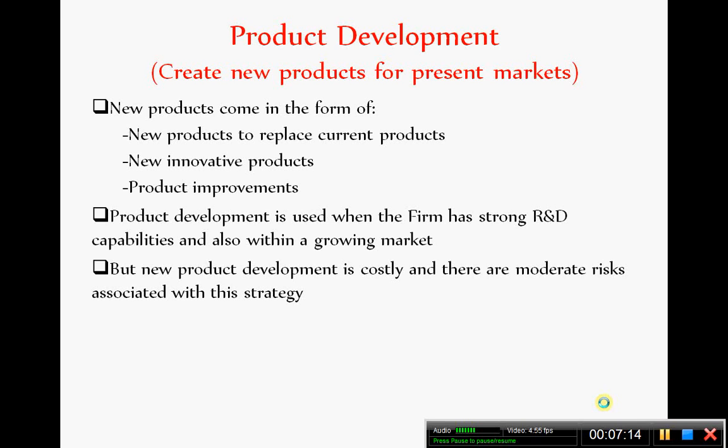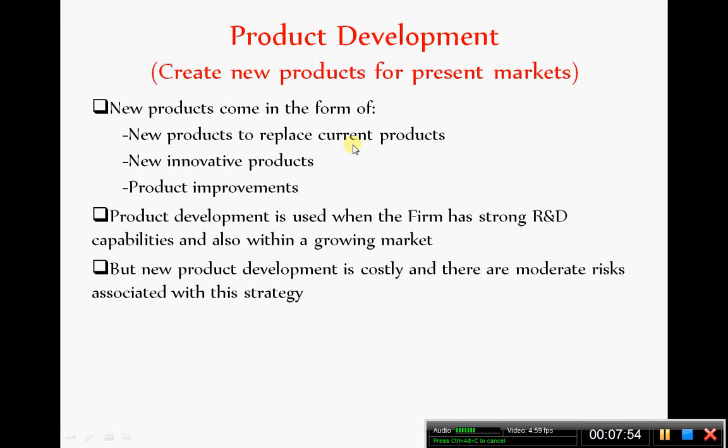This often happens in the auto markets, very famous, very common, where existing models are updated or replaced and then marketed to existing customers. Even in the recent T4EL car case, many of the Ansoff matrix sections have been utilized in order to explain this particular case. The new products may be in the forms of innovative products, product improvements, or maybe replace the current products.